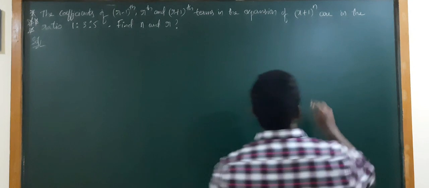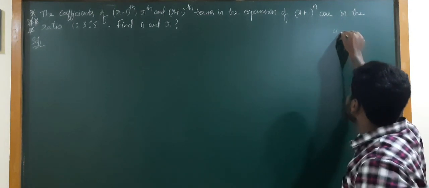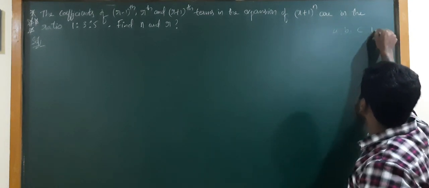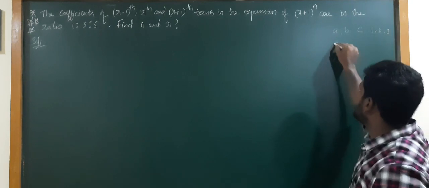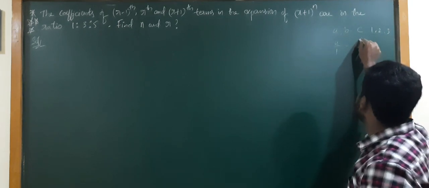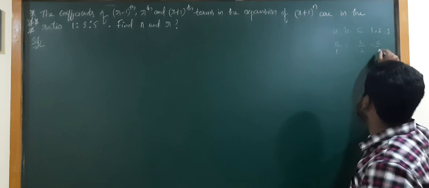For example, if they said that a, b, c are in the ratio 1:2:3, we can write it as a by 1 equal to b by 2 is equal to c by 3.